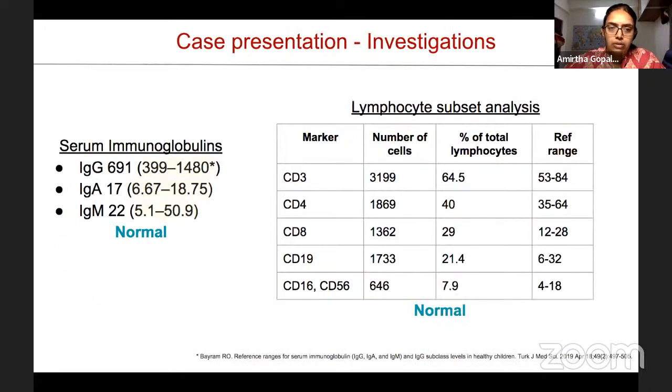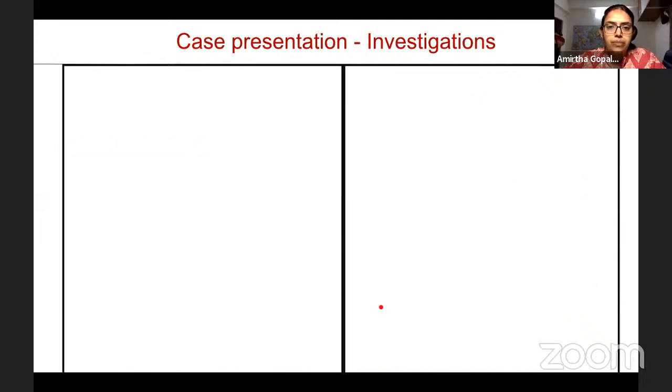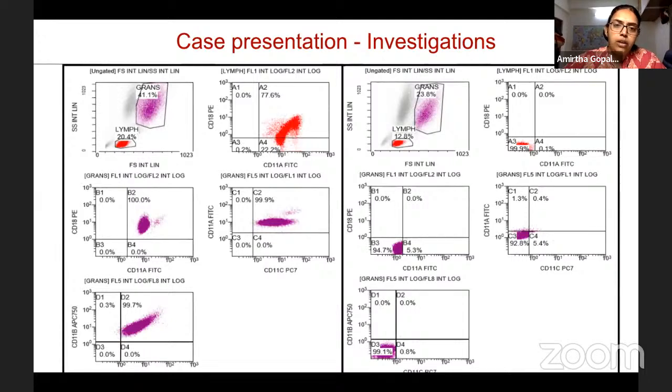In this setting of neonatal sepsis, there is a suspicion of an inborn error of immunity, and hence we went ahead with testing serum immunoglobulins, which were normal, and also a lymphocyte subset analysis where CD3, CD4, CD8, CD19, and the NK cell markers were all within normal limits. The next step in the evaluation was to do flow cytometry, with a suspicion of a neutrophil defect.